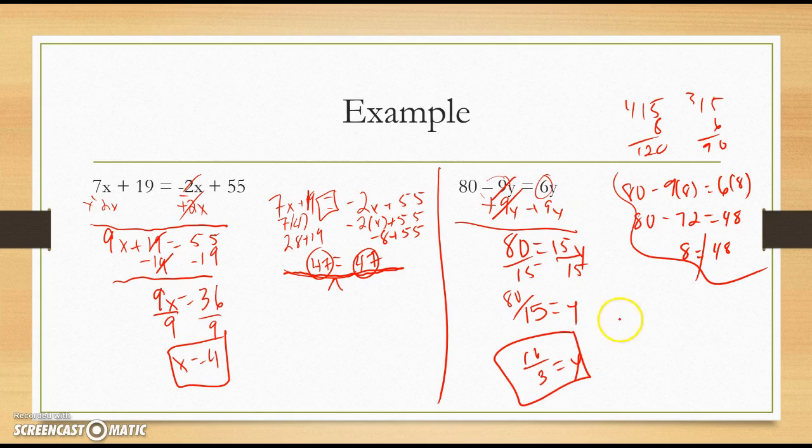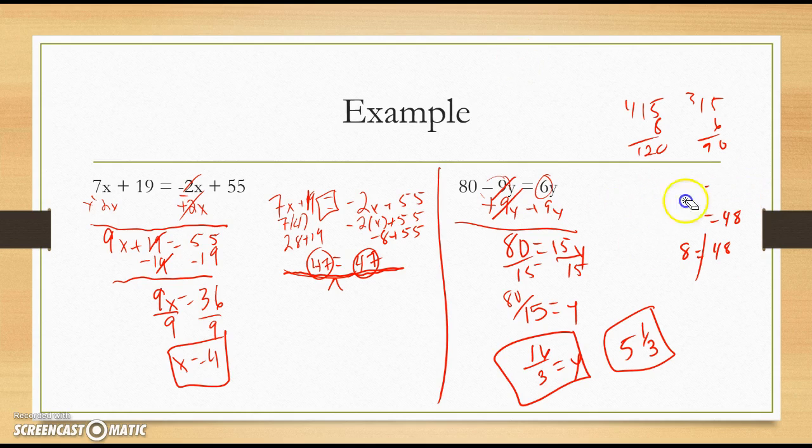Or you could say 5 and 1/3. Same thing. Now checking this will be a little bit difficult. It's going to be a little bit different, but you could do it. So I'll move it up here, since I'm running out of room. Actually, I'll erase this.